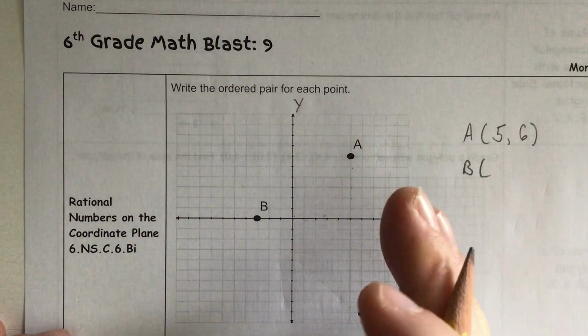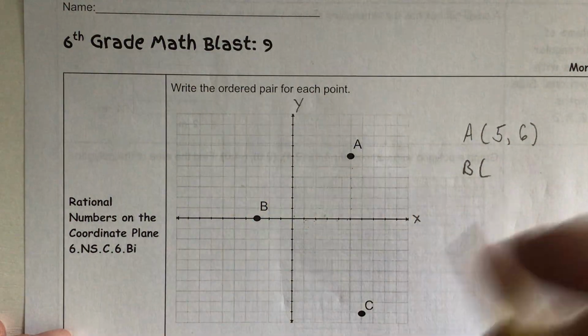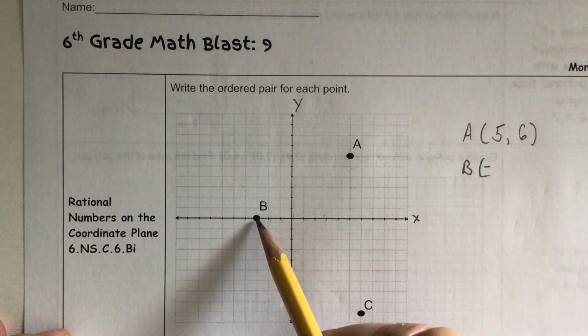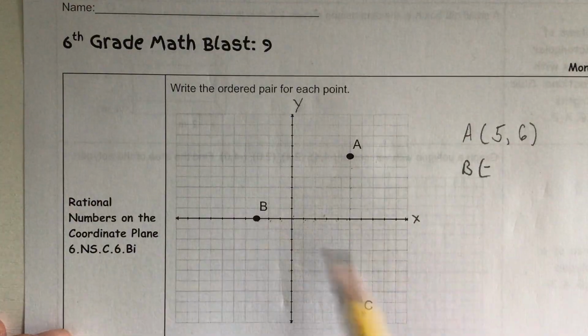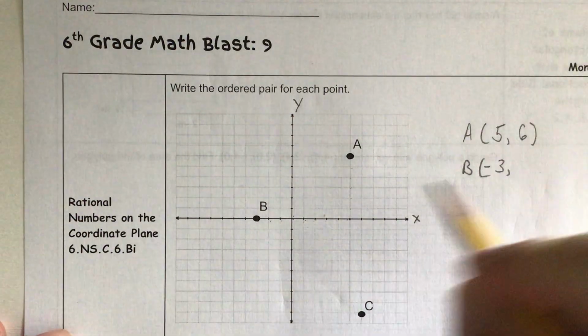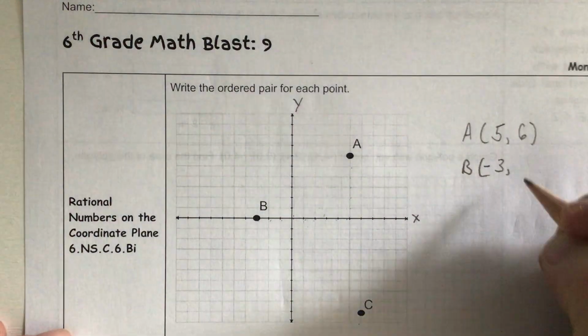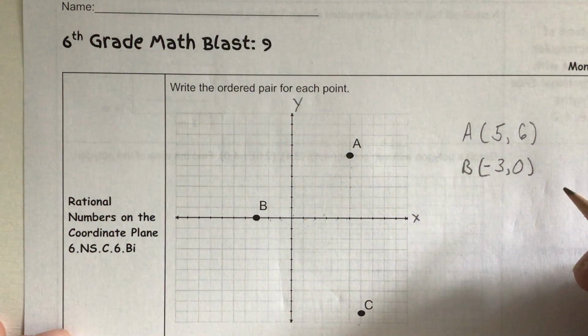The first thing I do is the x. It's moving to the left, so I know immediately that's going to be a negative. It's going to be 1, 2, 3 to the left, so that's negative 3. I'm not moving up or down from the x-axis, so the y value is 0.